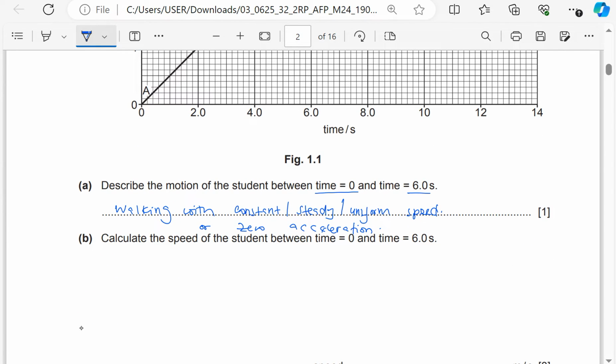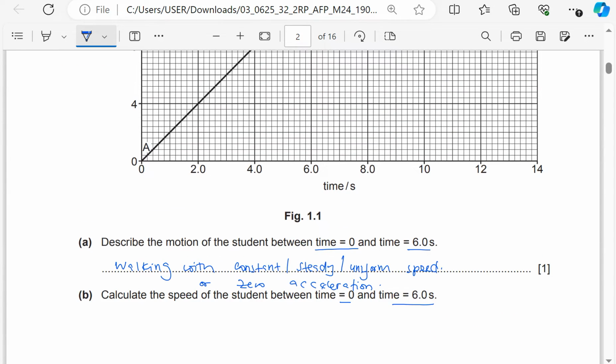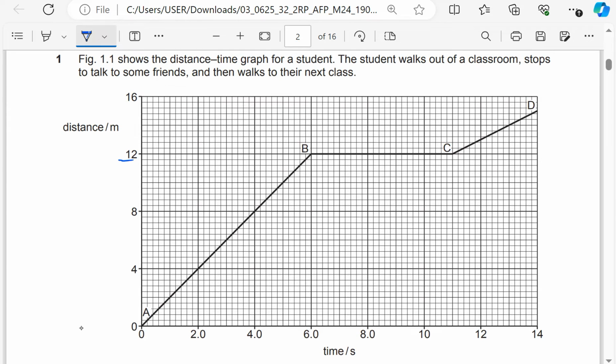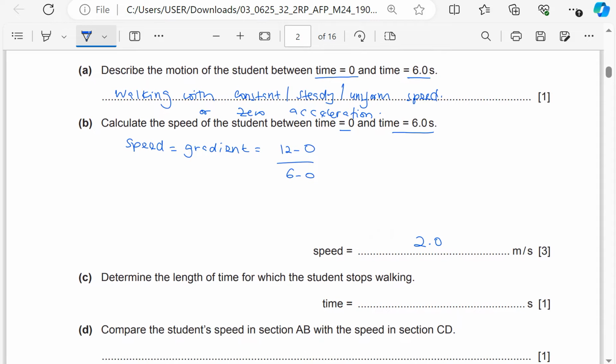Then calculate the speed of the student between time t equals 0 and time t equals 6. Of course, the speed is the gradient. From a distance-time graph, speed is equal to the gradient. So the change in the y values is 12 minus 0. The change in the x values is 6 minus 0. So this is 12 minus 0 divided by 6 minus 0, which gives us 2 meters per second.